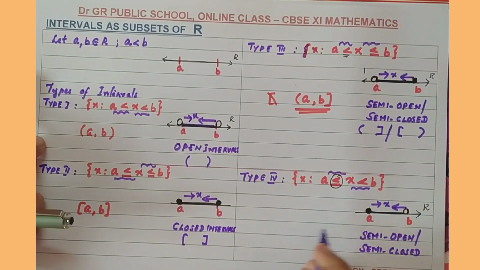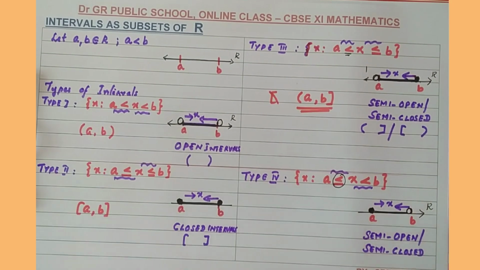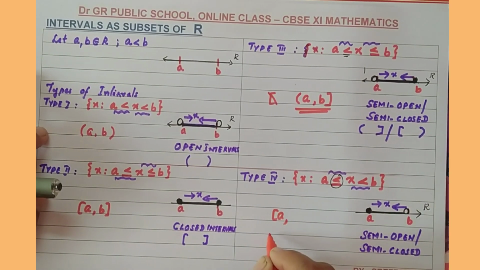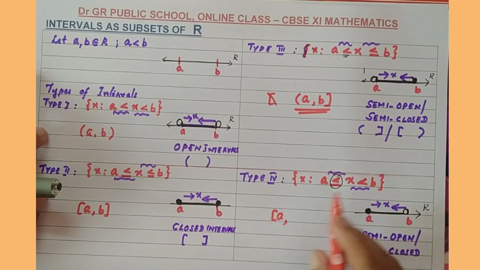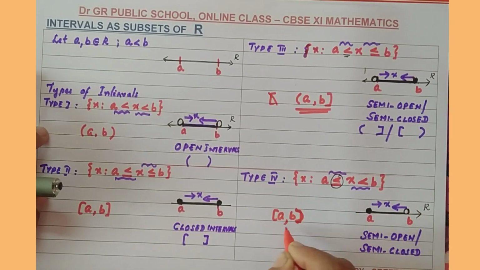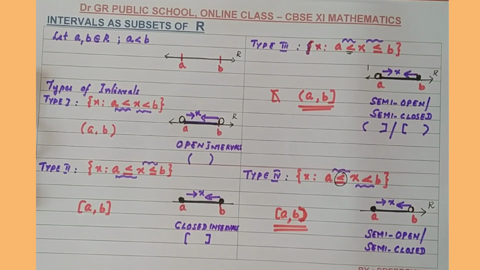In this case, I can represent the given set as, what about on the left side? On the left side it is closed. So, closed on the left side, but open on the right side. So, closed open [A, B). This is the representation for the last type of set, closed open [A, B).